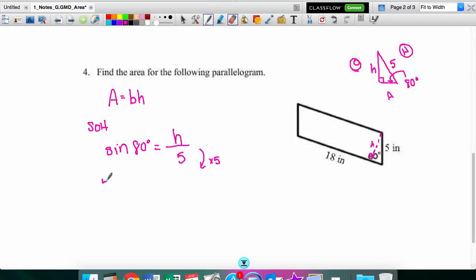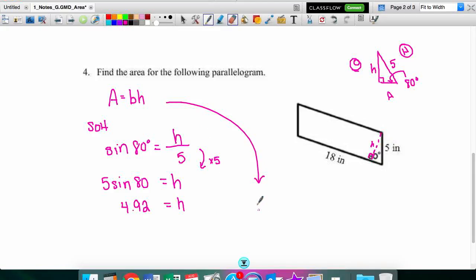In doing so, I will get 5 sine of 80 on the left equal to H. With trig, you're not going to get an exact answer. So you have to round. I would round at least to 2 decimal places. If you do this, you'll get 4.92 as your height.